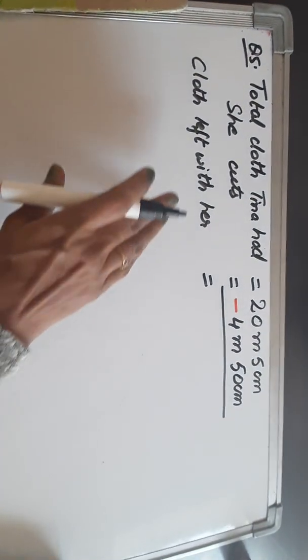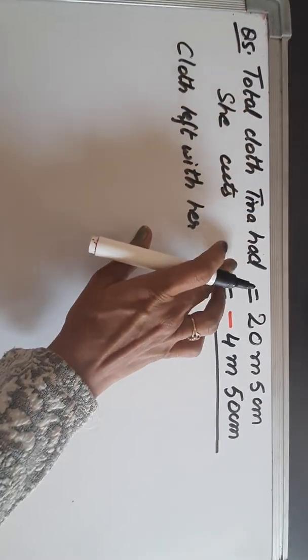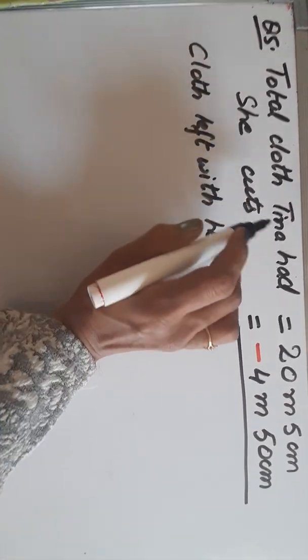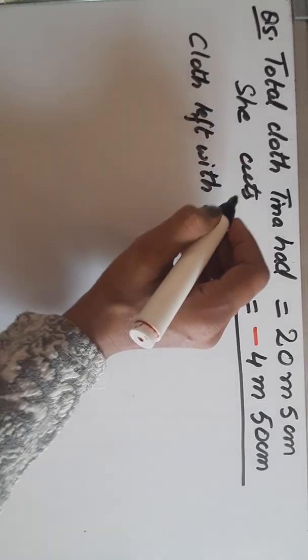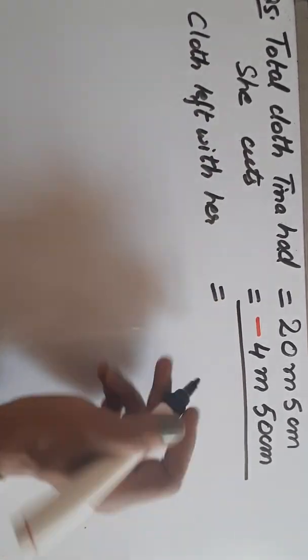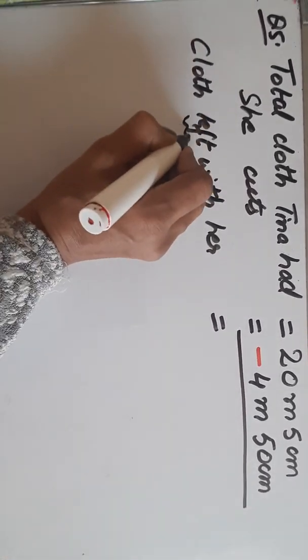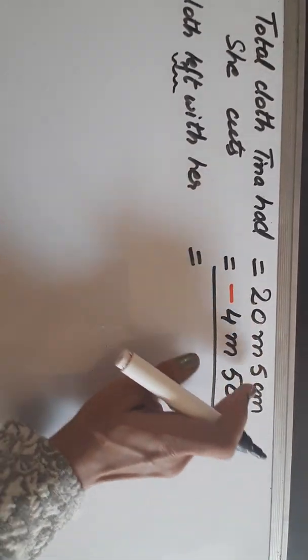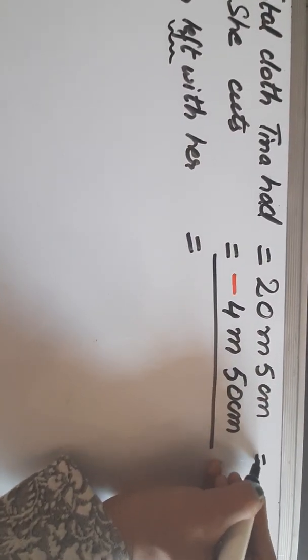So how much cloth is Tina having? Tina had 20 meter 5 centimeter cloth. She cuts, which means a minus sign. She cuts 4 meter 50 centimeter. How much left? So "left" has come, again we will subtract. But as you can see, this is 20 meter 5 centimeter. Let us convert it into decimals.